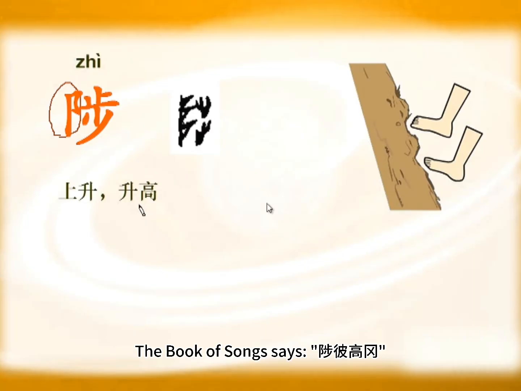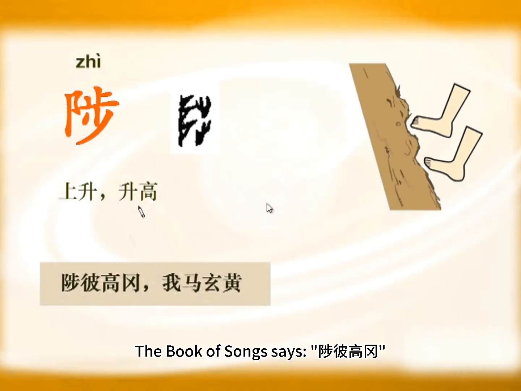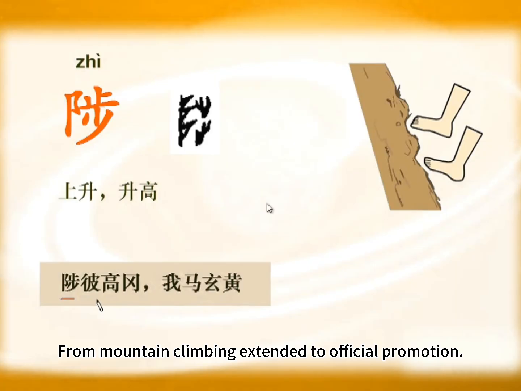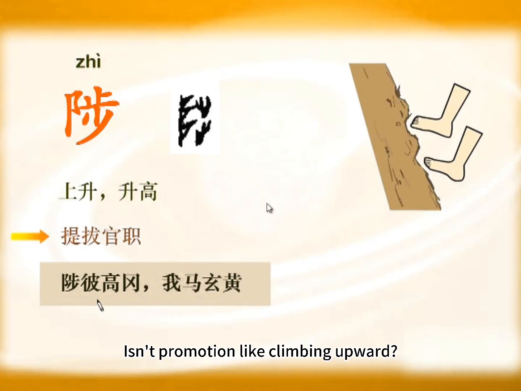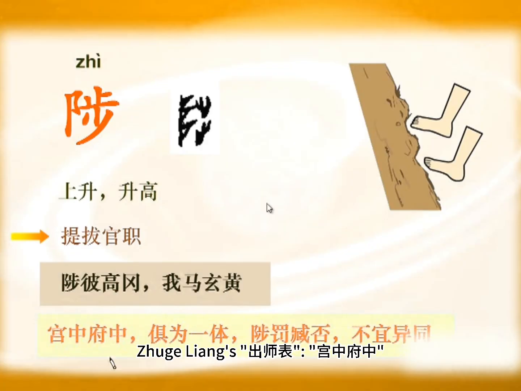The Book of Songs says, 陟彼高冈, 我马玄黄, meaning climbing that high ridge, my horse became sick from exhaustion. From mountain climbing extended to official promotion. Isn't promotion like climbing upward? In Zhuge Liang's 出师表: 宫中府中, 俱为一体, 陟罚臧否, 不宜异同. 陟 means promoting someone.